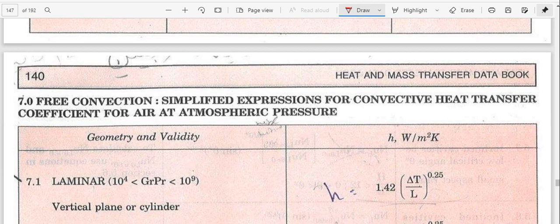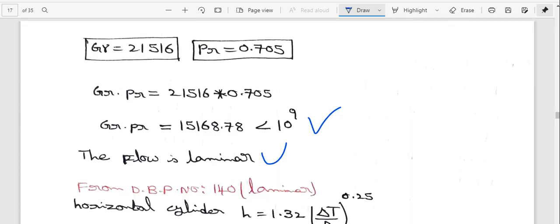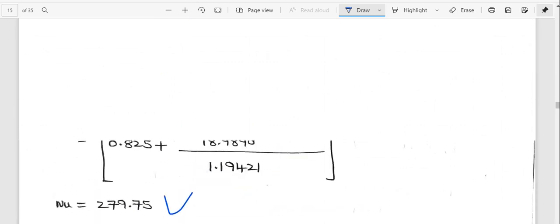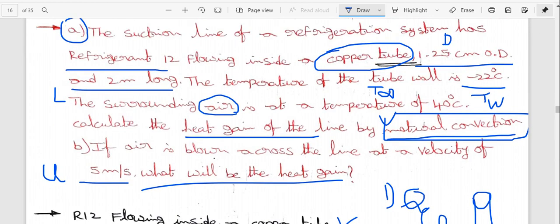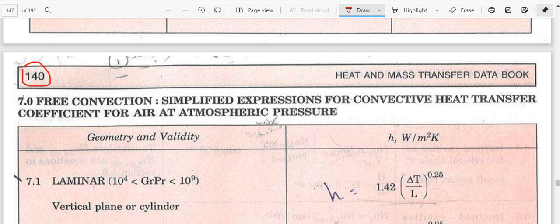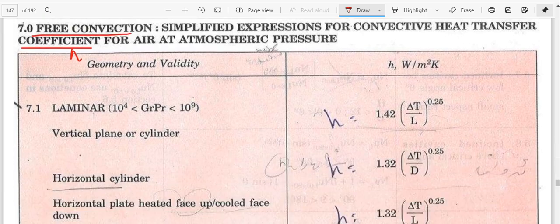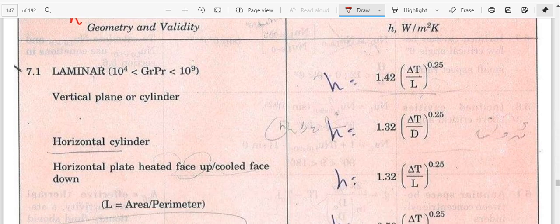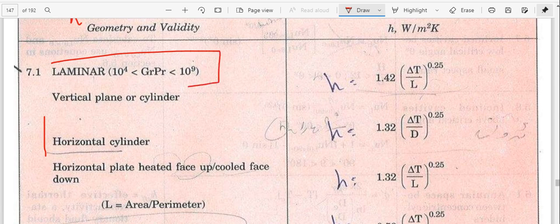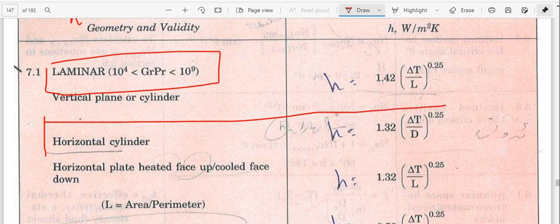Page number 140. In this question, the copper tube is in a horizontal position, 1.25 centimeters and 2 meters long. So that's why I am considering data book page number 140, free convection, simplified expression for convective heat transfer coefficient. That means the h value for air at atmospheric pressure. We need to consider this formula, horizontal cylinder. Here it is laminar, so our Gr Pr value is less than 10 power 9. That's why I am considering the horizontal cylinder.